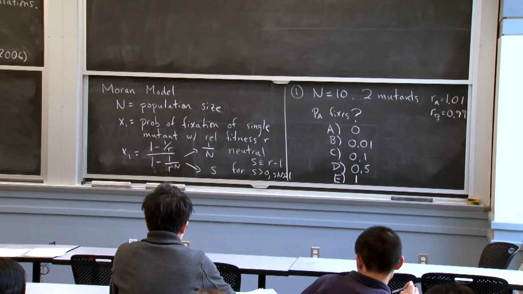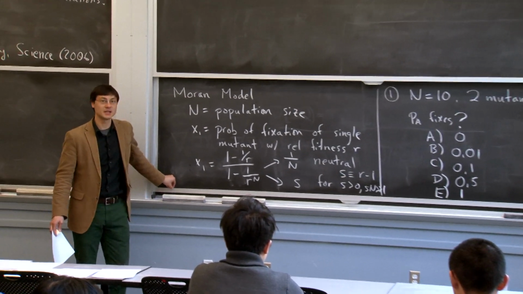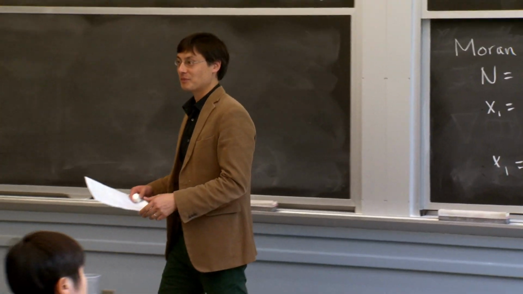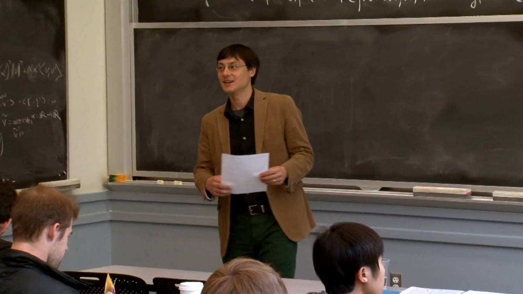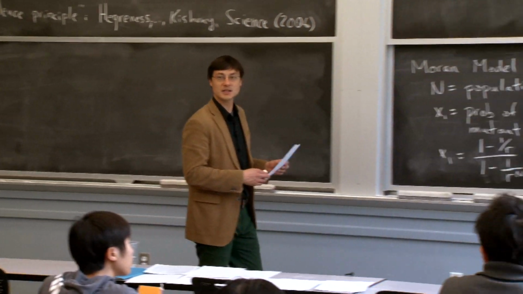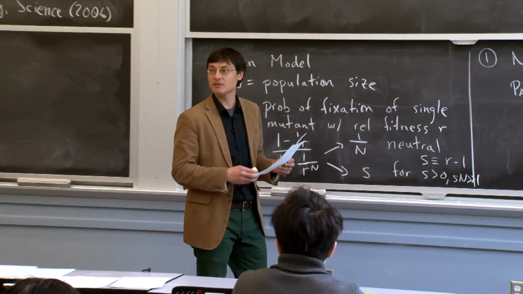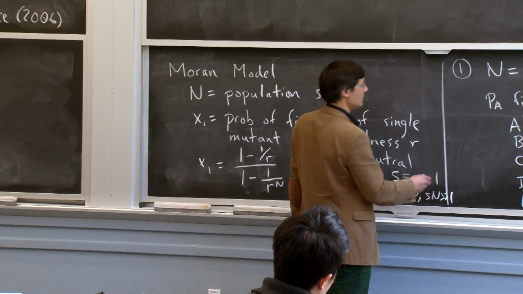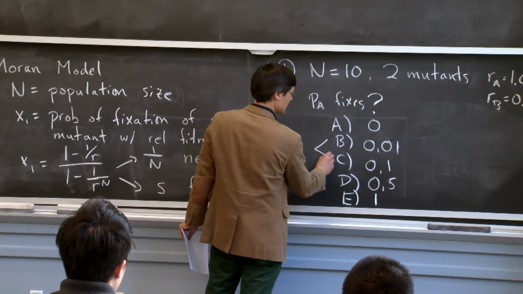All right, let's go ahead and vote and see where we are. Ready? 3, 2, 1. All right, we got some B's, and C's are kind of dominant. There's generally a disagreement between B and C.